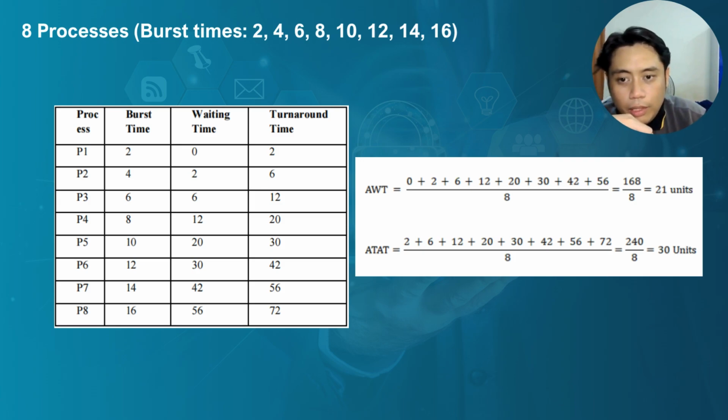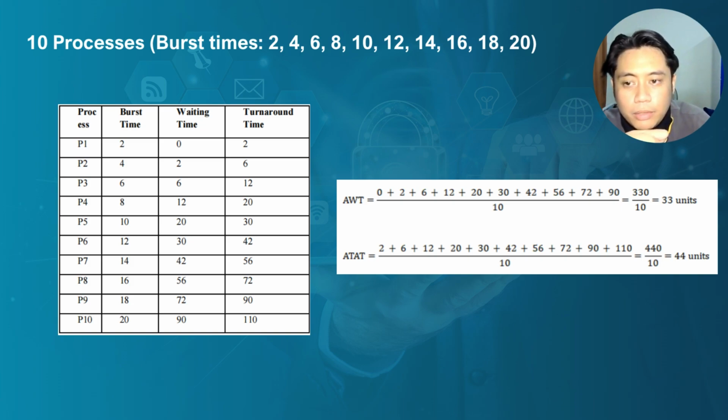Same here for the 8 processors. For 8 processors, we divide by 8 because we use 8 processors, and we got a value of 21 units. And for the average turnaround time, we got 30 units. Okay, here the 10 processors. It's the same as the 8 one and the previous ones for 4 and 6. So we divide by 10. Why do we divide by 10? Because we use 10 processes. So we got 32 units, and the average turnaround time is 44 units.